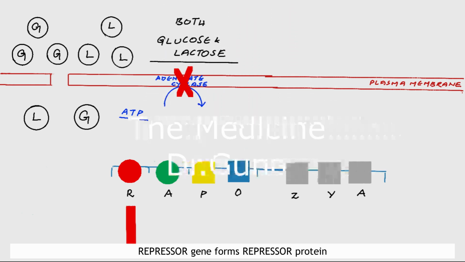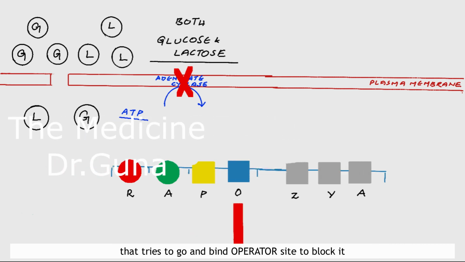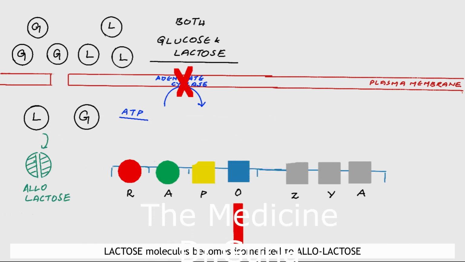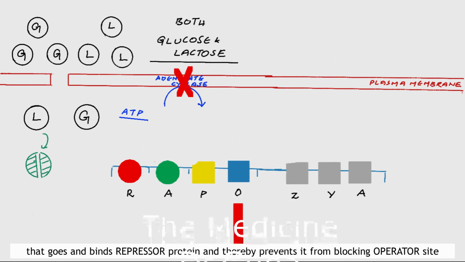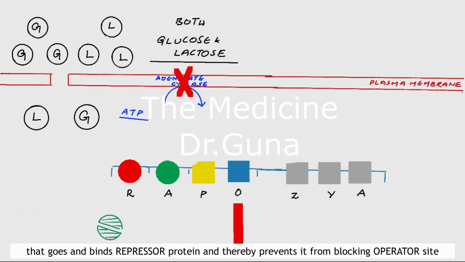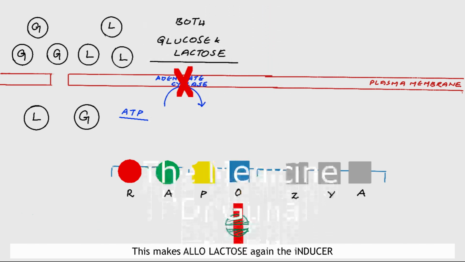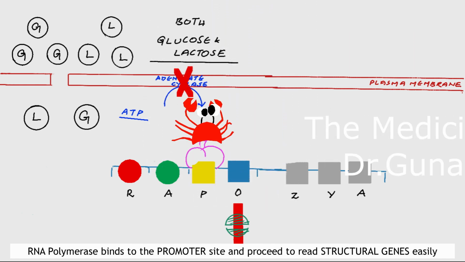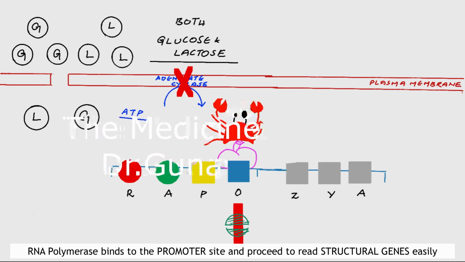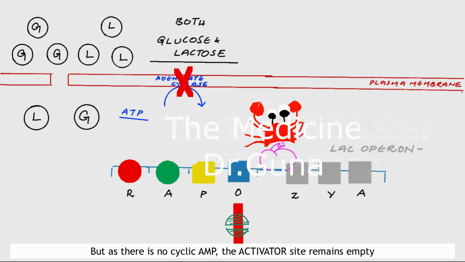The repressor gene forms a repressor protein that tries to go and bind the operator site to block it. Lactose molecules become isomerized to allolactose that goes and binds the repressor protein and thereby prevents it from blocking the operator site. This makes allolactose the inducer. RNA polymerase binds to the promoter site and proceeds to read structural genes easily. But as there is no cyclic AMP, the activator site is empty.